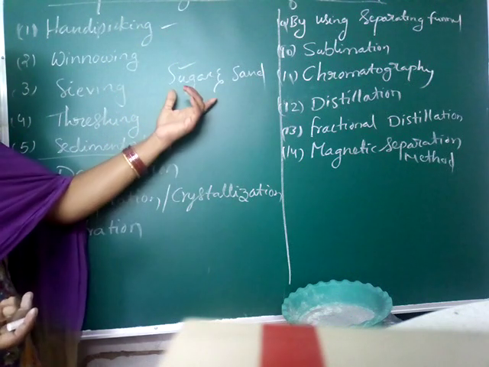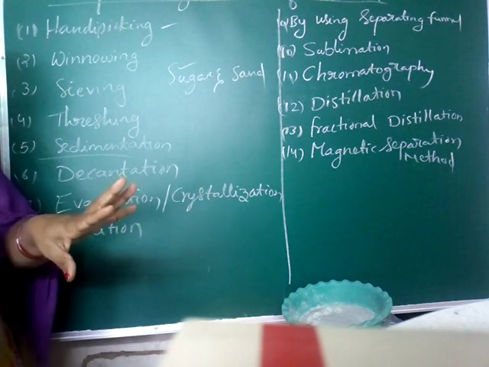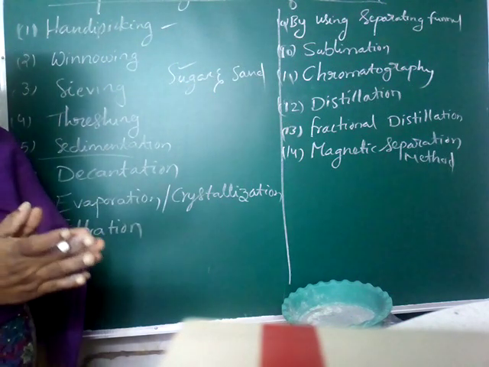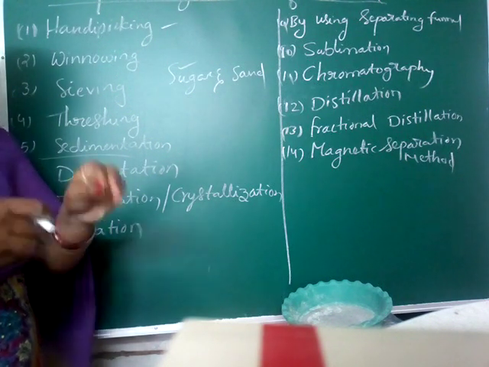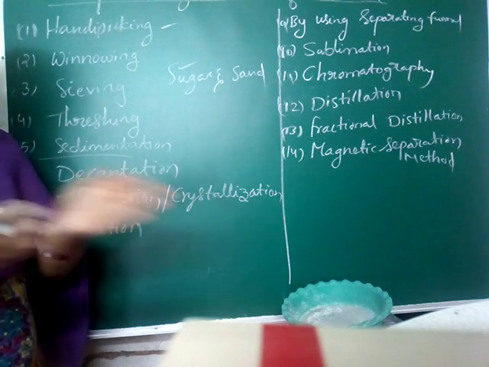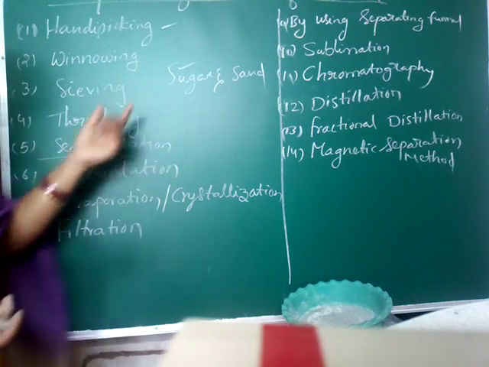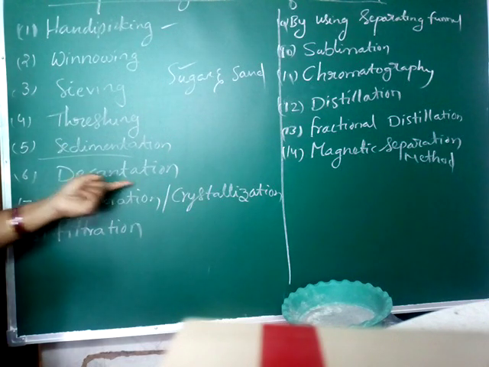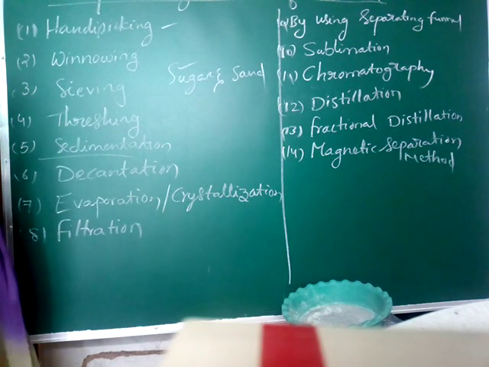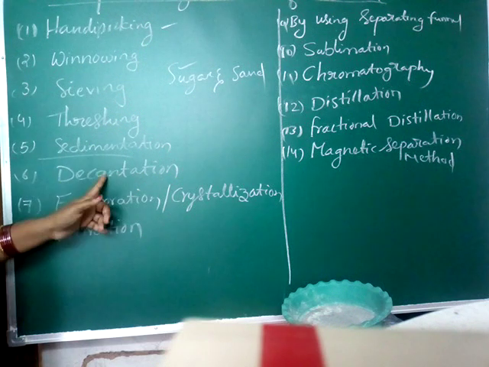Okay, do you understand this one? If unfortunately the two are mixed in your home, sugar and sand, we can add water. The sugar will be dissolved in that water, and we can separate it. This method is called the sedimentation method. Then decantation. Many children think these both are the same.